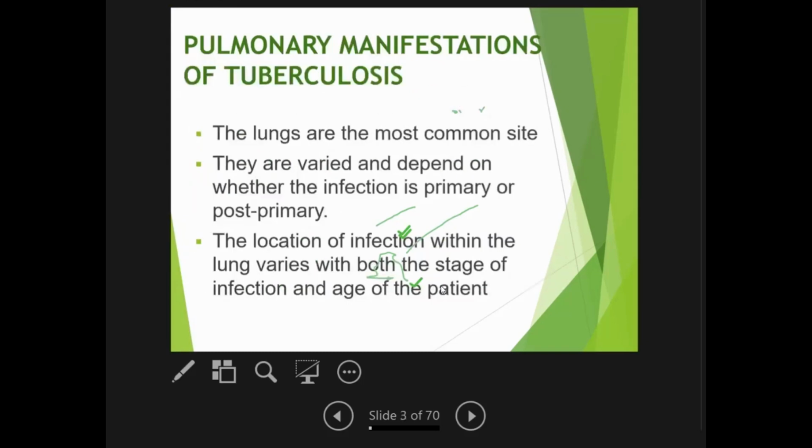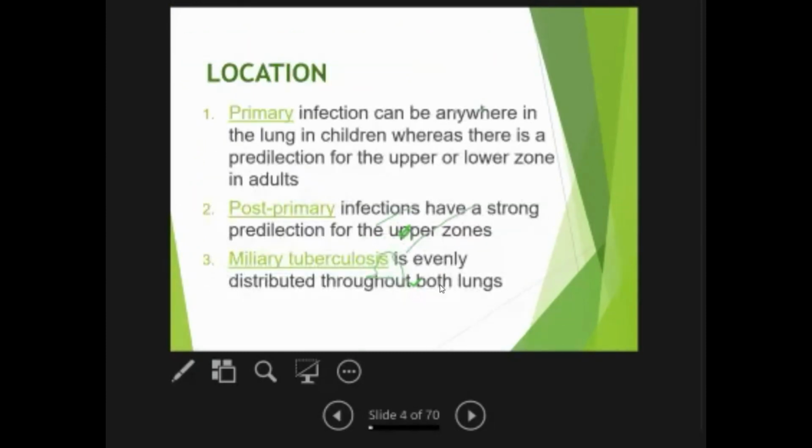As you are aware, the lung is the most common site, and it also depends on whether it's a primary infection or post-primary. The lung changes depend on that type of infection, and the location of infection within the lung also varies with the stage of infection and the age of the patient. Primary infection can be anywhere within the lung in children, whereas it is more common in the upper and lower zones in adults. Post-primary infection has a strong predilection for the upper zones, and miliary is a widespread infection throughout the lung.